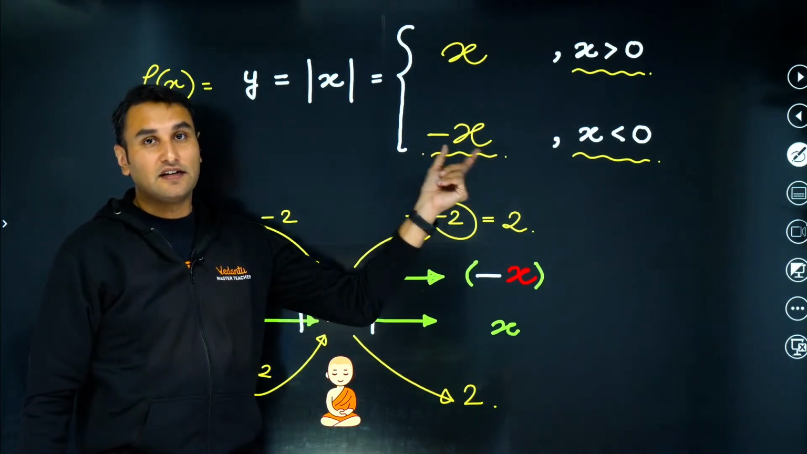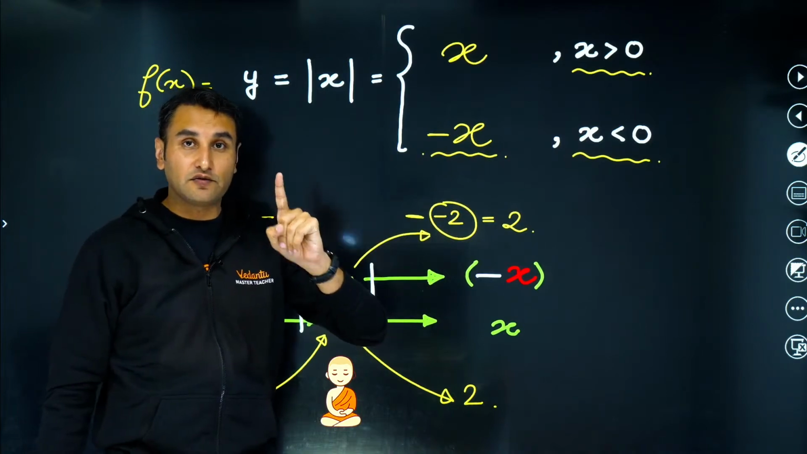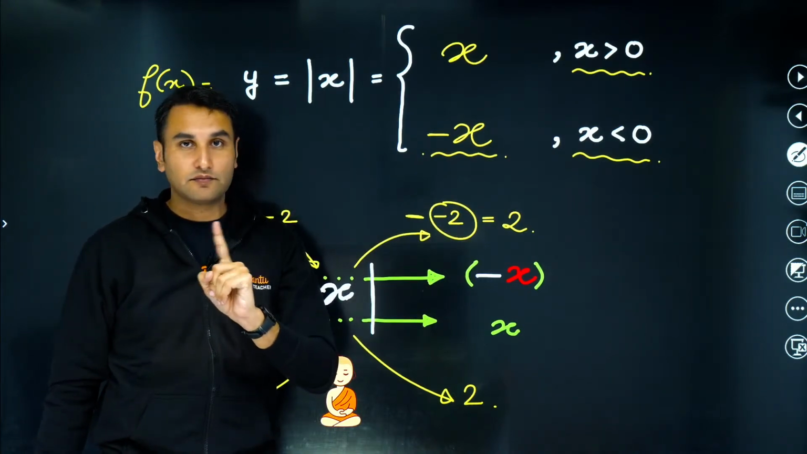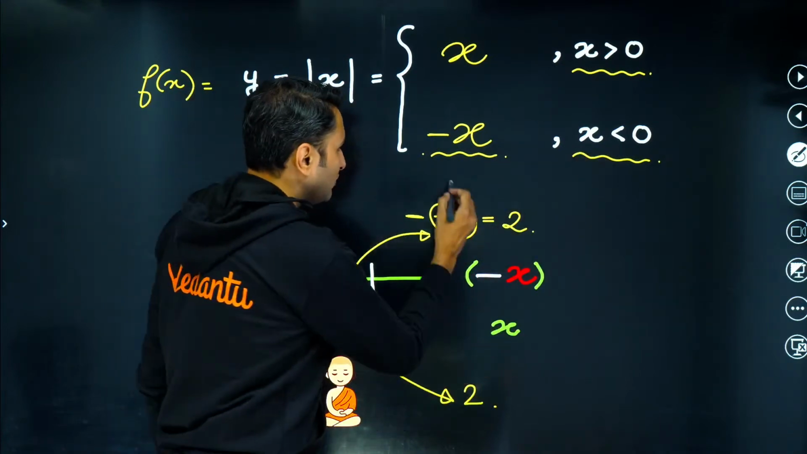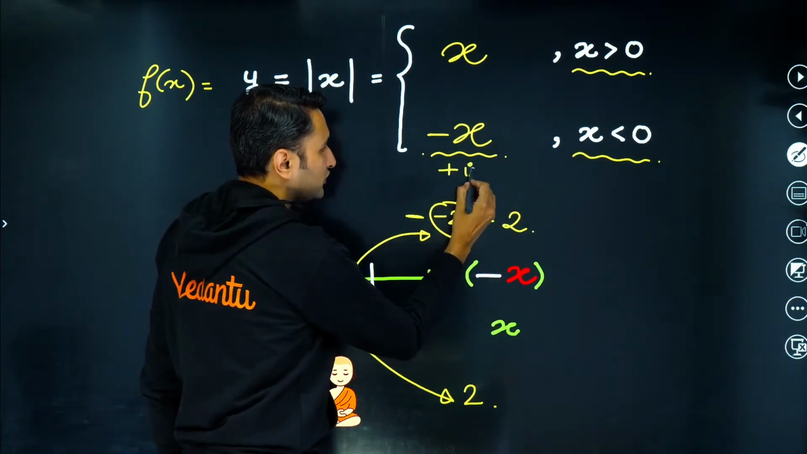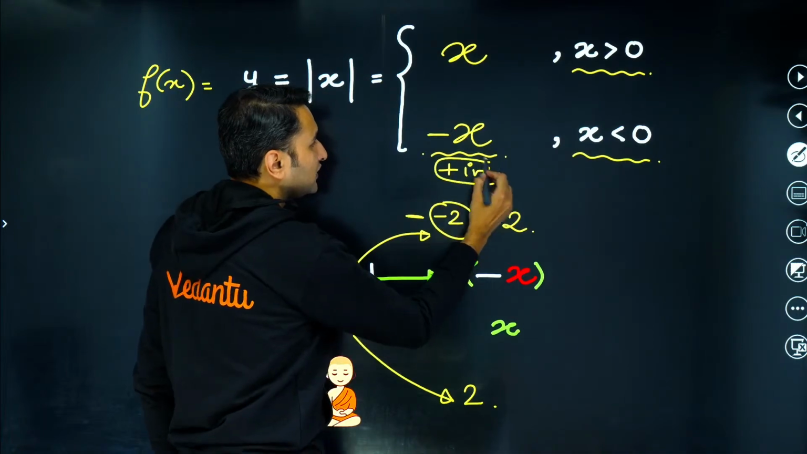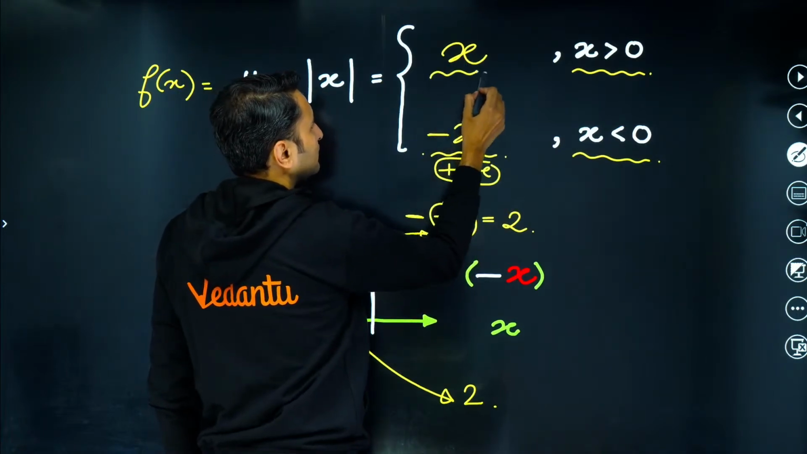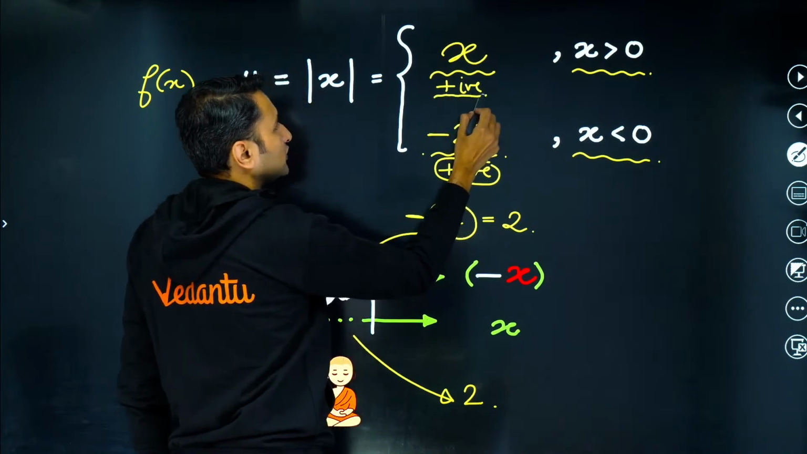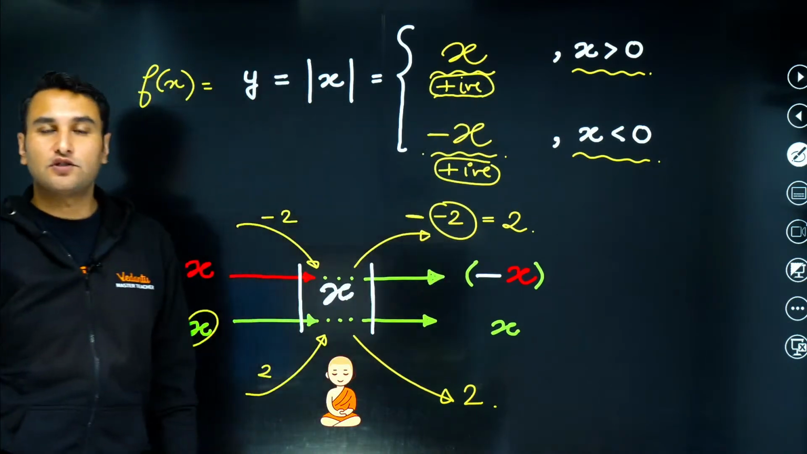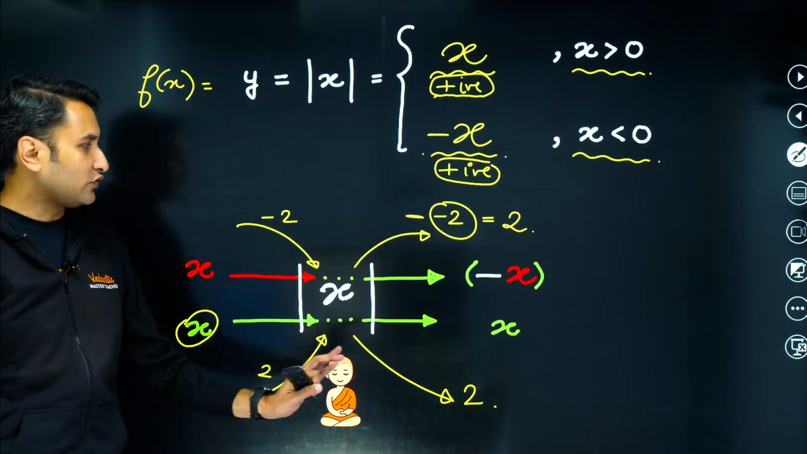Minus x. Remember, is minus x negative? Tell me, is minus x negative? No. x is negative. So minus x, bachcho, is what? Positive. Remember, this is also positive and this is also positive. The output of the modulus function is always a positive number. So don't get confused here.